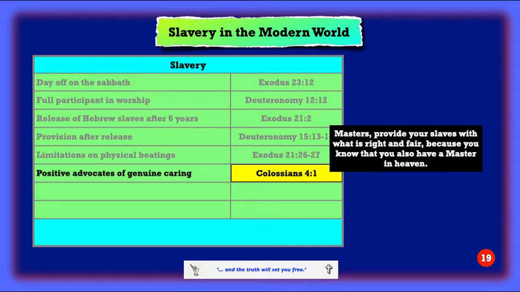There's no way the followers of Jesus could simply demolish slavery across the Roman Empire. It was part of the culture. But they could treat slaves with respect. That's radical.